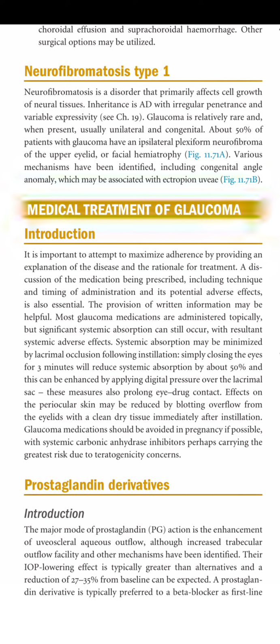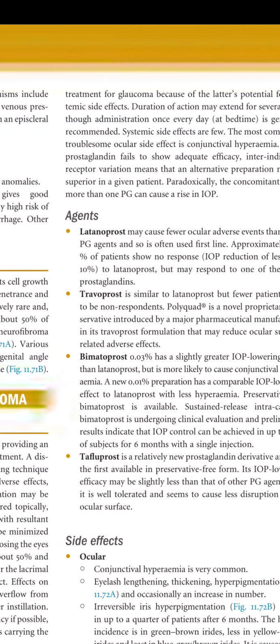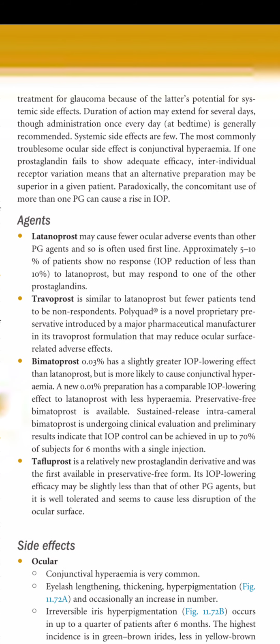A prostaglandin derivative is typically preferred to a beta blocker as the first line of treatment for glaucoma because of the latter's potential for systemic side effects. Duration of action may extend for several days, though administration once every day at bedtime is generally recommended. Systemic side effects are few. The most commonly troublesome ocular side effect is conjunctival hyperemia.